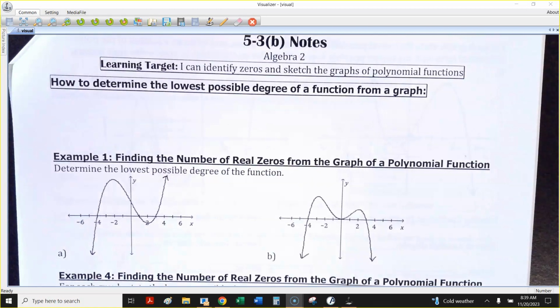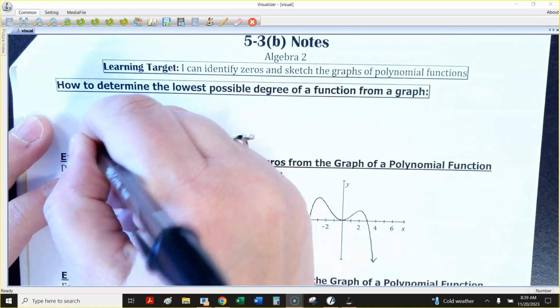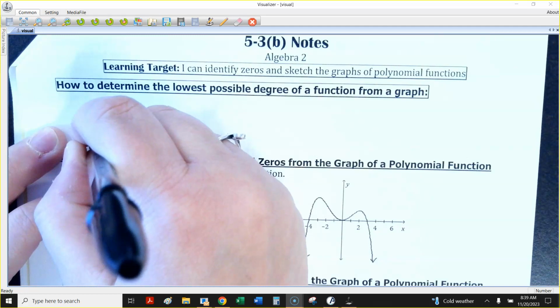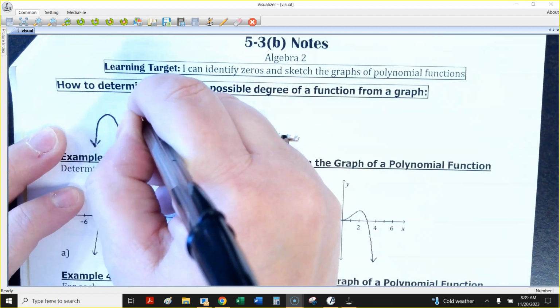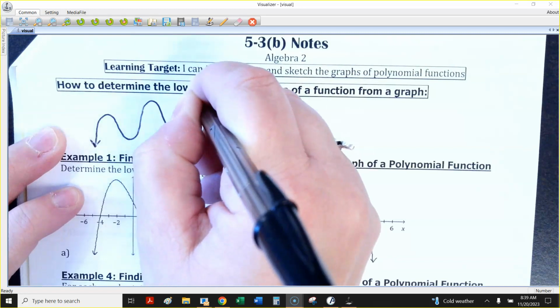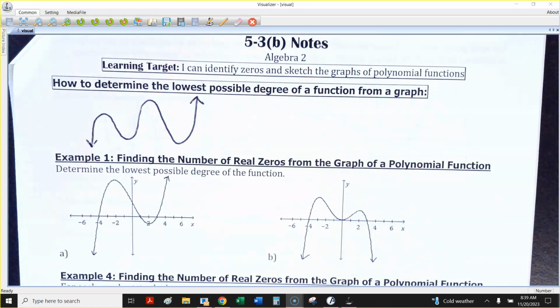Questions about some graphs. Okay, so first thing we're going to talk about is the lowest possible degree. I'm just going to sketch a graph and then we're just going to talk about it to show you how to do this. No x, y axis, nothing. Just pretend that that was a graph that we had.